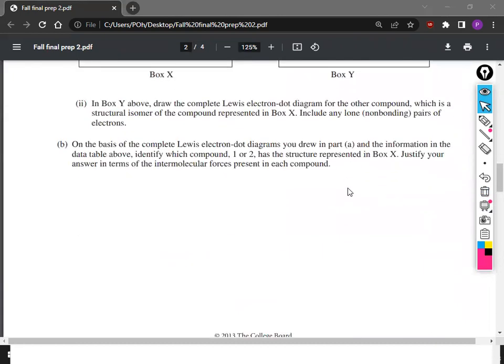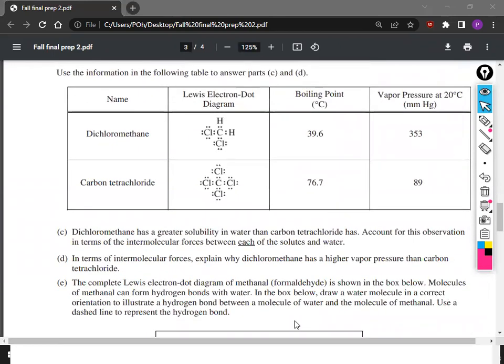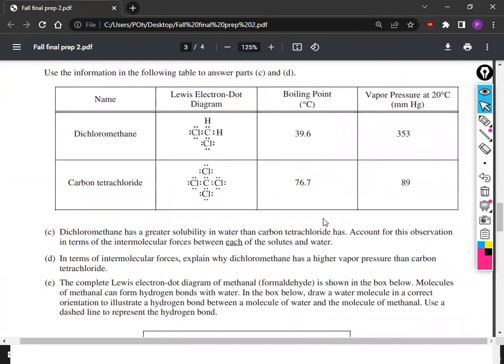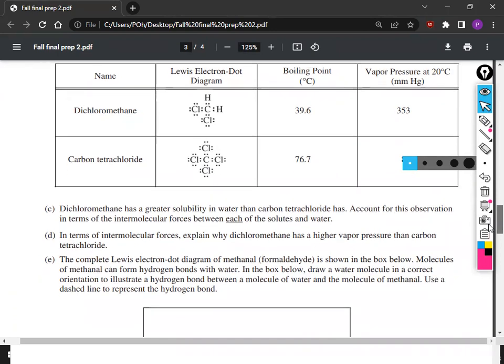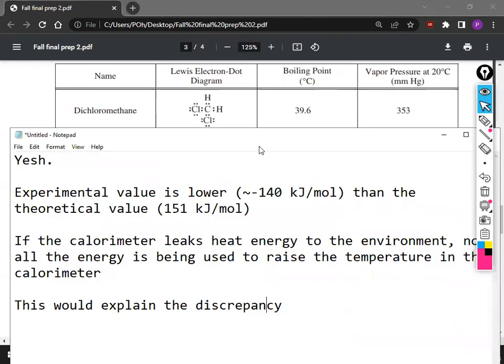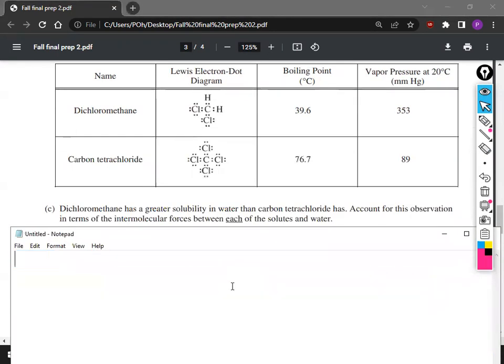All right, let's move on to the next part, part C. Here you have these structures, and now we're going to take a look at them and determine some things about the intermolecular forces at work. Dichloromethane has a greater solubility in water than carbon tetrachloride. Account for this observation in terms of IMF between solutes and water. Solutes just means these compounds. So how do these compounds interact with water, which makes one of them more soluble than the other? Dichloromethane, this one right here, is more soluble, and this one is less soluble.